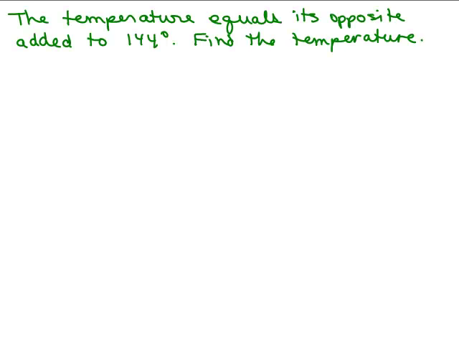The temperature equals its opposite added to 144 degrees. Find the temperature. All right, we're looking for temperature, so let's begin by defining temperature with a variable. So why don't we call it T for temperature. So what do we have here? The temperature equals, okay, so the temperature is T, so I could write T equals its opposite added to 144.